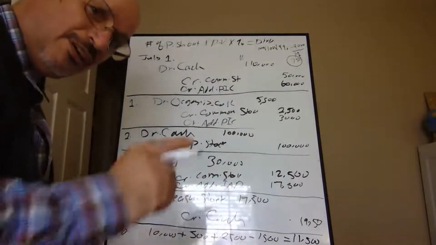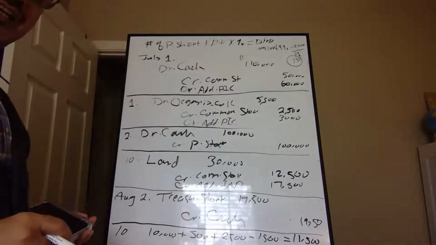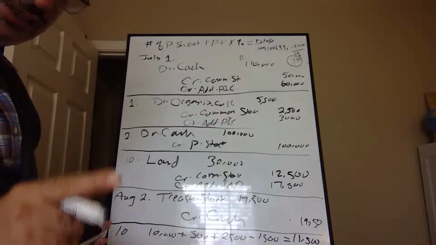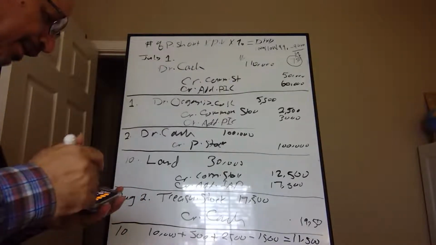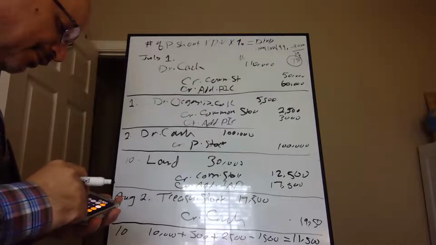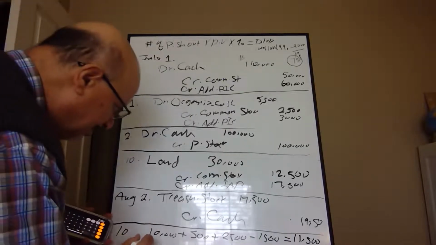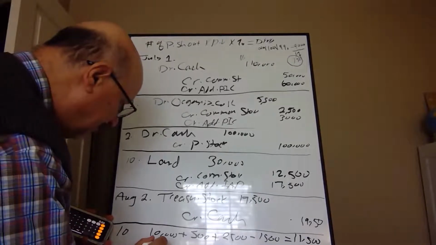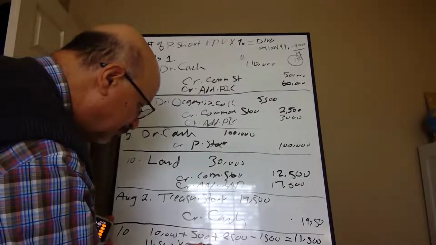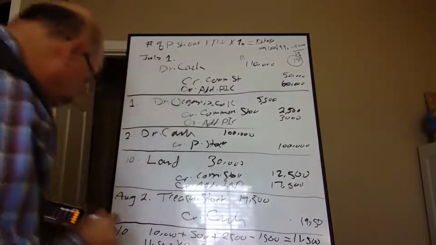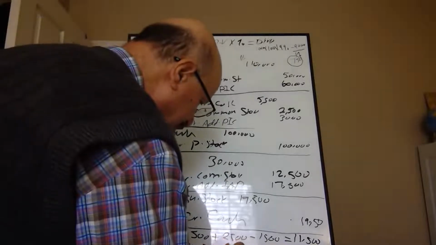So there are 11,500 common shares outstanding, and each share gets 2 cents. So 11,500 times 2 cents, 11,500 times 0.02, that gives us $230.